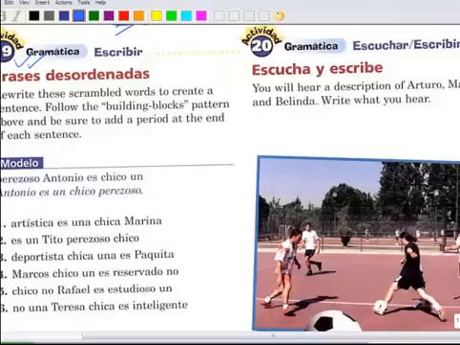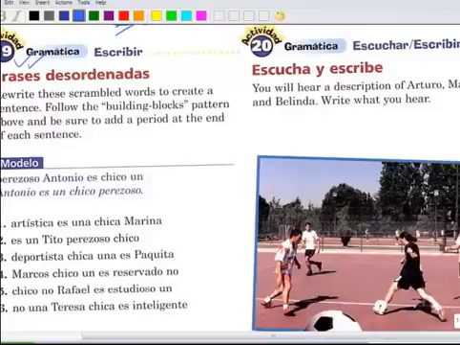So number one should be Marina es una chica artística. Number two should be Tito es un chico perezoso. Remember, if you need to stop or rewind or go back or whatever, you can always do that. That's why the video is here. So if you didn't get that, rewind the video and go back to where you need to go. Number three, Paquita es una chica deportista. Number four, Marcos no es un chico reservado. Number five, Rafael no es un chico estudioso. And number six, Teresa no es una chica inteligente.